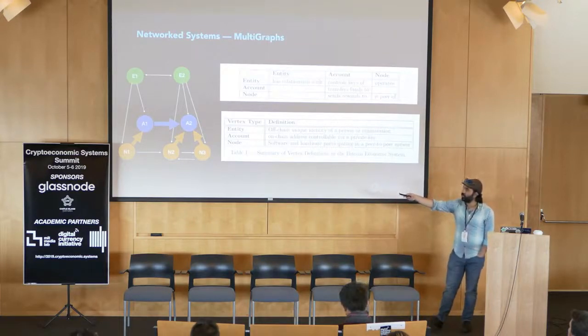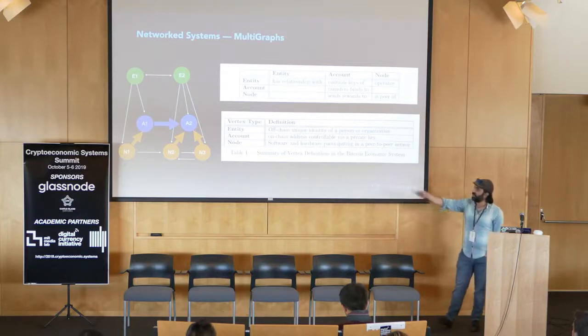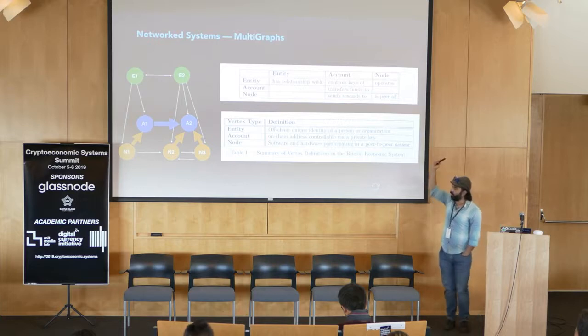And if you think about this in a graph abstraction, you then have a bunch of different kinds of edges. Entities have relationships with each other, they control the keys to a particular address, and they can operate a node. An account can transfer funds to another account, a node can send its rewards to a particular account, and a node can be a peer of another node.